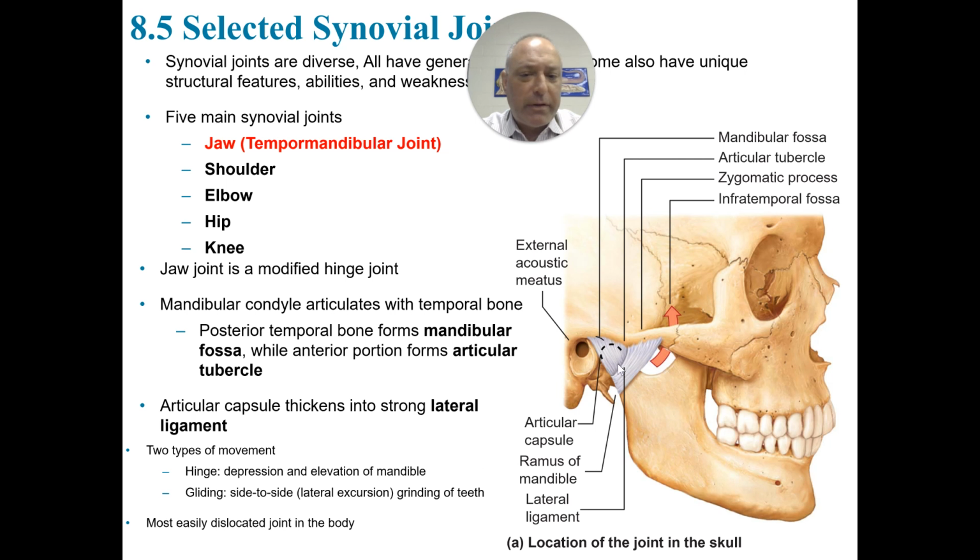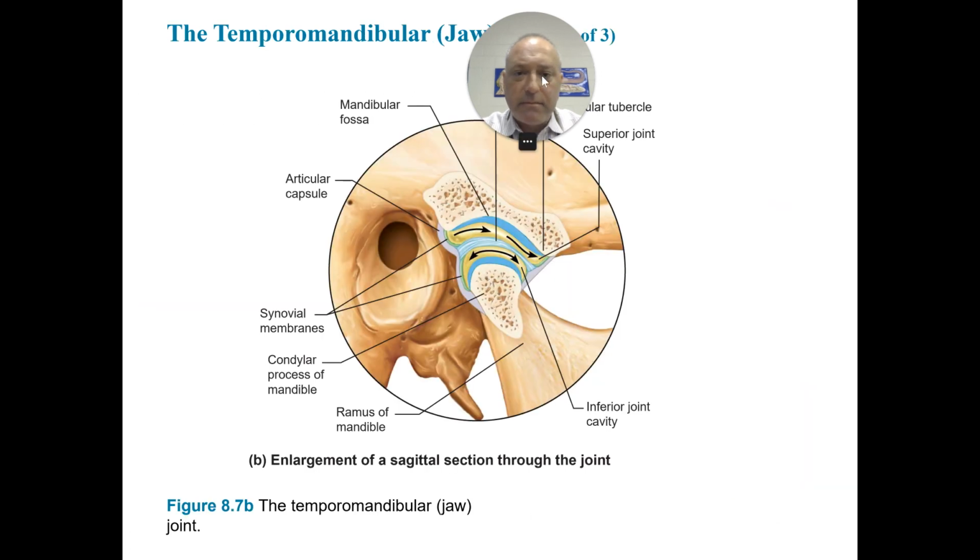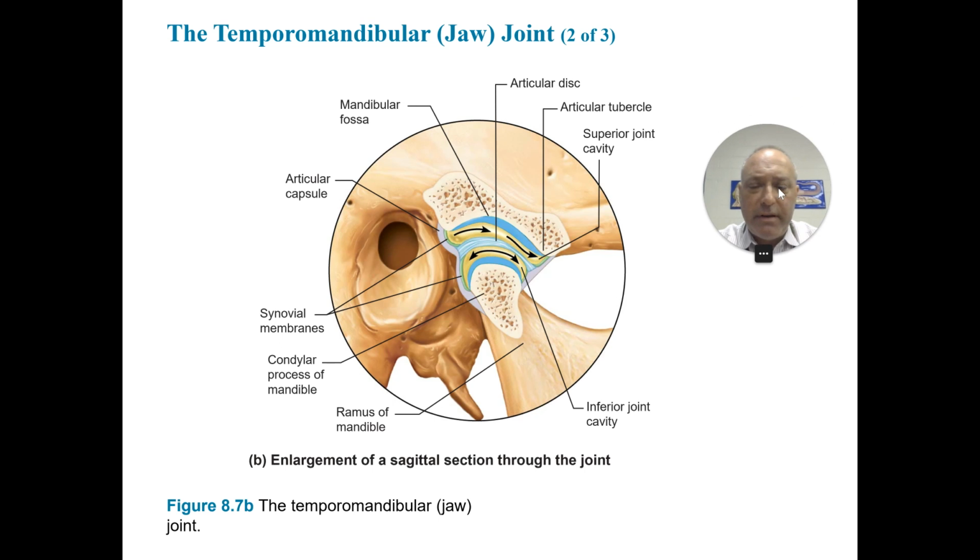To stabilize this joint, there are a number of ligaments, lateral ligaments, that hold the joint together. A little bit more on the temporomandibular joint, also known as TMJ. Here we're looking at the joint up close. We have synovial membranes, articular capsule, and an articular disc inside the joint. It's a small disc.